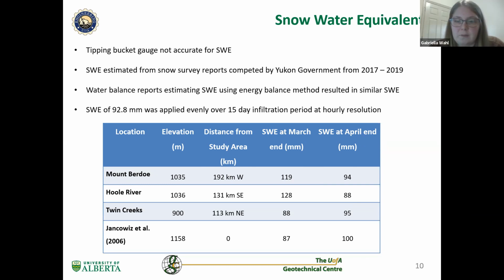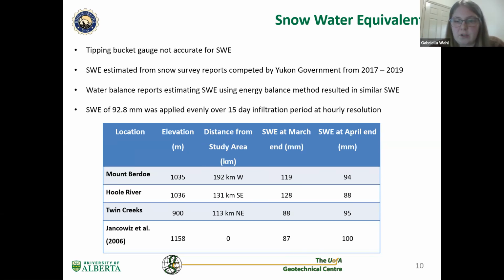So instead of using measurements from the tipping bucket data, I used snow survey reports and previous water balance analyses to make an estimation. Snow survey reports are conducted by the government of the Yukon throughout the territory at different locations. I tried to choose locations that were the closest to our site, but also had an elevation as representative as possible of my site, because with changing elevations, you can have different snowfall readings annually and during the season.